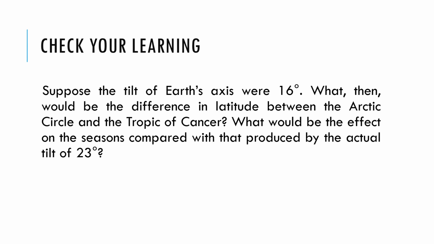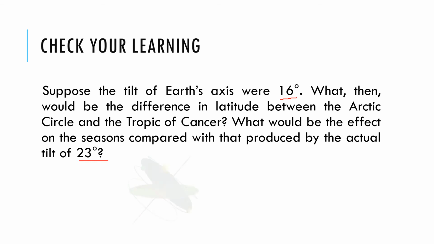Suppose the tilt of Earth's axis were 16 degrees. What then would be the difference in latitude between the Arctic Circle and the Tropic of Cancer? What would be the effect on the seasons compared with that produced by the actual tilt of 23 degrees?